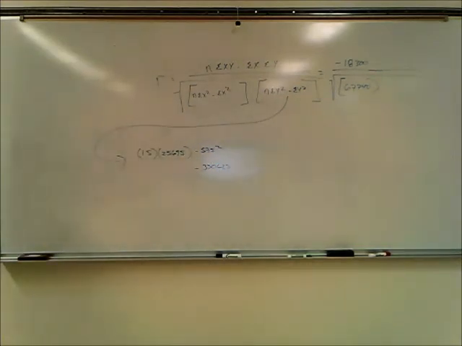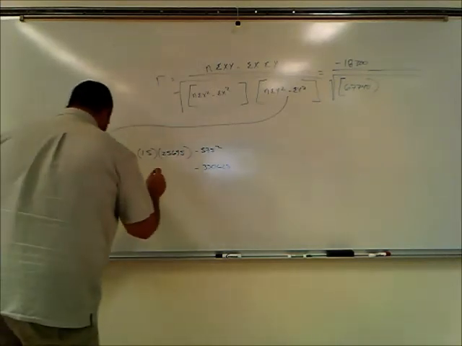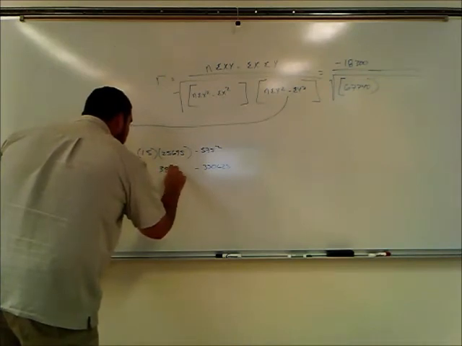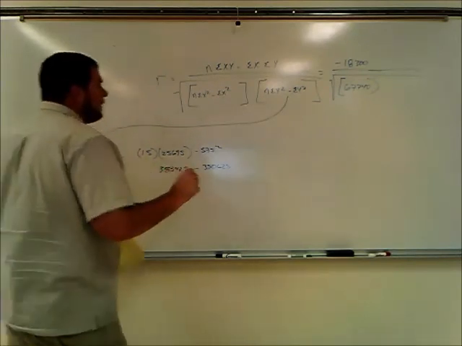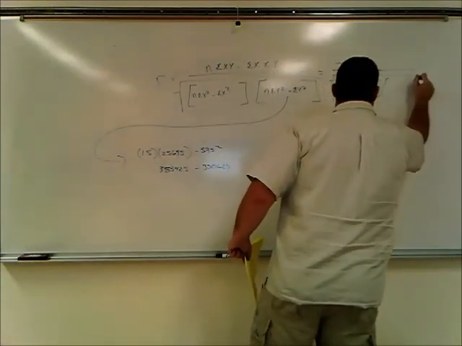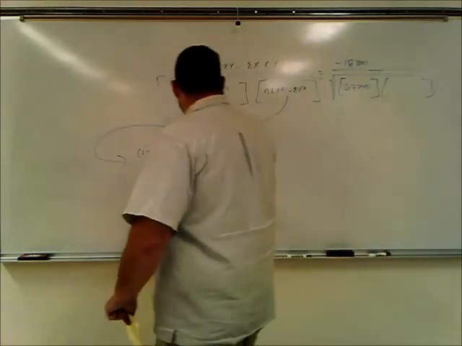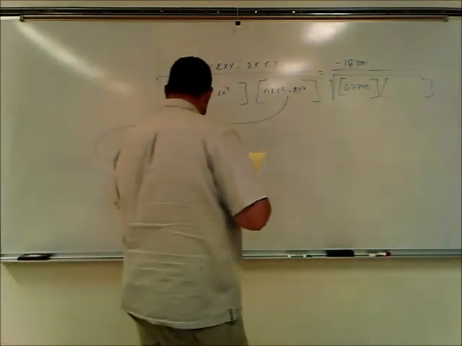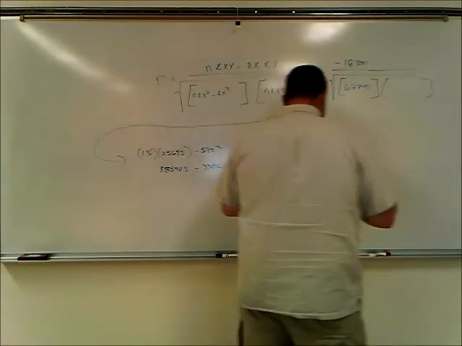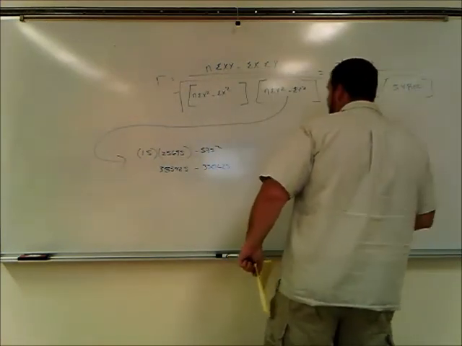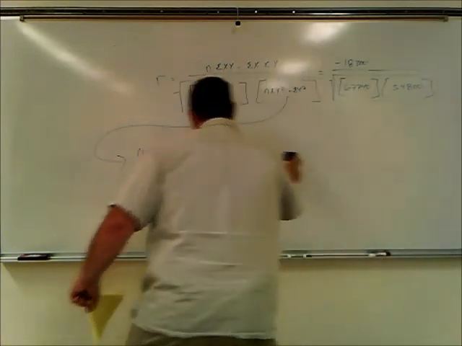15 times 25,695 gives us a score of 385,425. Our second piece of the estimate here: when we take 330,625 and subtract that from 385,425, the difference is 54,800. All right, I'm going to clean this up just a little bit.